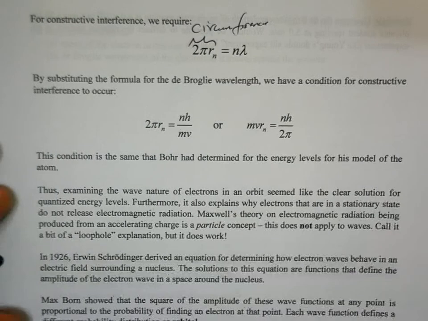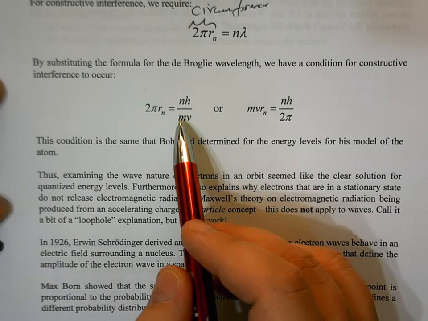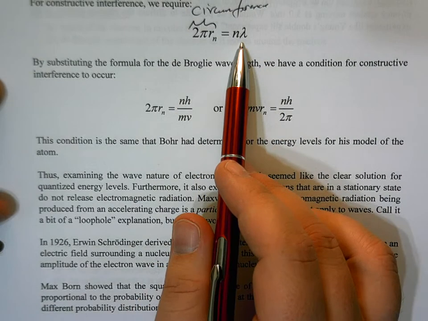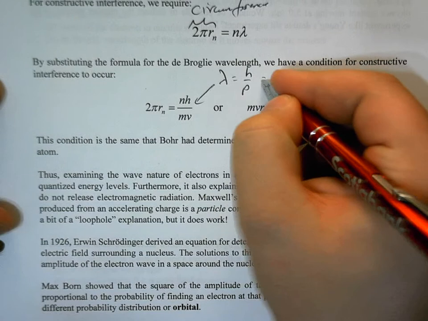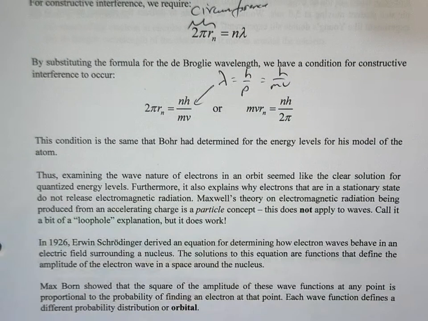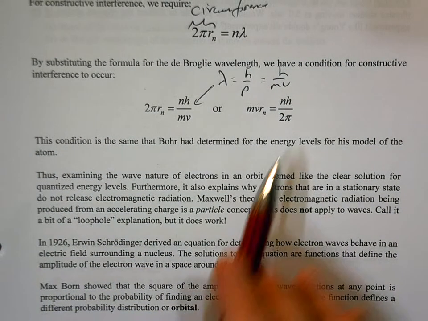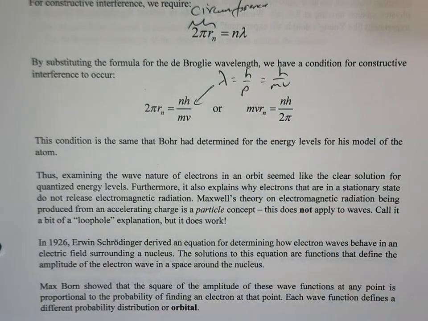We can also substitute, instead of wavelength, the de Broglie wavelength formula, because here we're using lambda equals h over p, which is h over mv. And then we could rearrange that to get mvr equals nh divided by 2 pi. Depends on which format you'd like it in. But either way, these conditions are the same ones that Bohr determined for the energy levels of his model. So we're actually able to show that using de Broglie's theory. So that's a good thing.